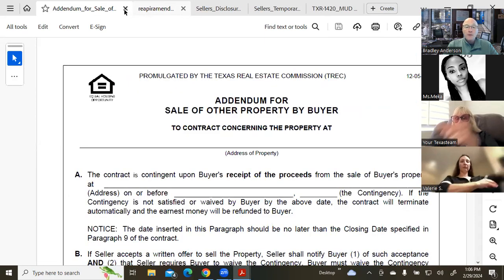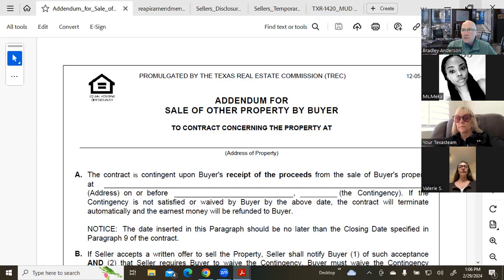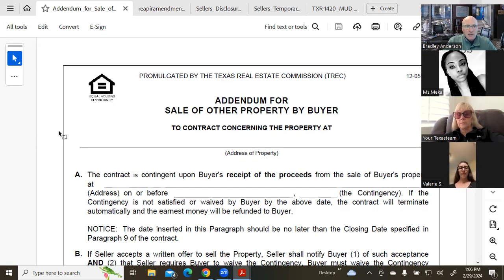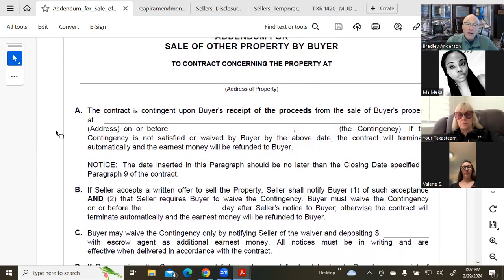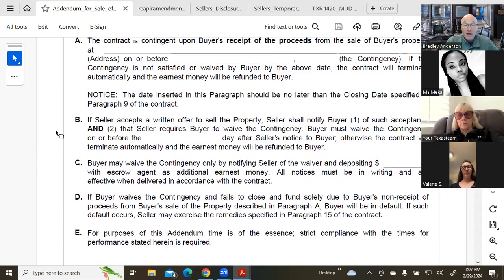Okay, let's talk about contingencies. So this is going to be common, and it's going to be even more common that your buyers get an accepted contract by a seller, knowing that your buyer has to sell their other property to buy the one that you're showing them. Okay, so this is one of those forms that does not have the word contingency in it. So if you're looking in zip forms for that word, it's not going to come up. It is formally called addendum for sale of other property by buyer. All right, so it's pretty basic, but I wanted to point out a couple of things.